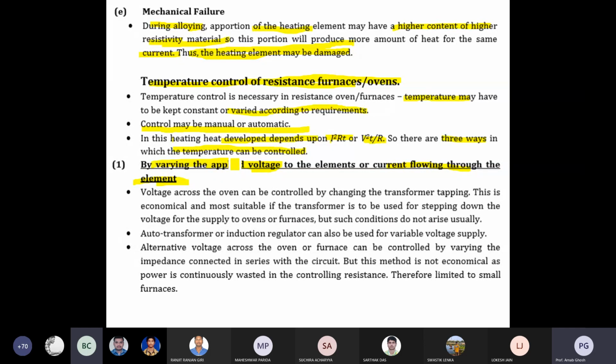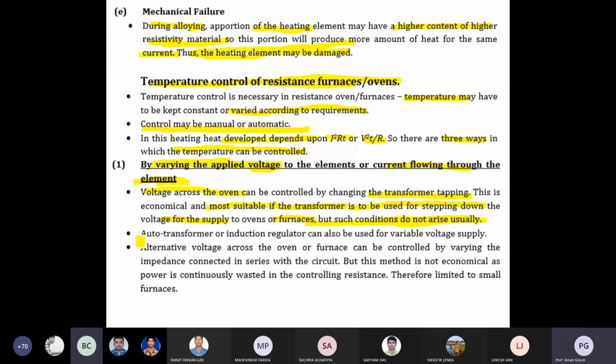The voltage across the oven can be controlled by changing the transformer tappings. As simple as that, you can change the transformer tapping, so it can be varied automatically. This is economical and most suitable if the transformer is to be used for stepping down the voltage for the supply to the oven or furnaces. But such conditions do not usually arise. It's simple: you can change the tapping, the voltage level can be changed, and automatically you get the value.